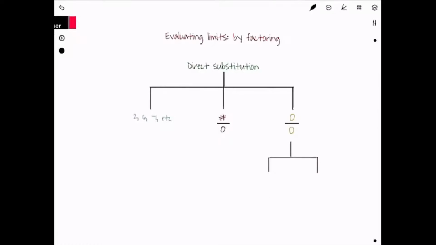Evaluating limits by factoring. When dealing with limits, the first step you must make is direct substitution. If you substitute and get any kind of number, it means that it's a value. But if you substitute and get any kind of number over 0, that means that the limit does not exist. Again, if you substitute and the answer is 0 over 0, that means that you have to do more steps.